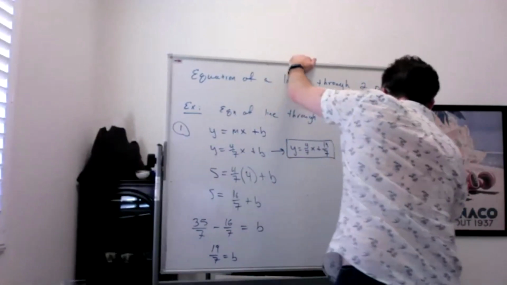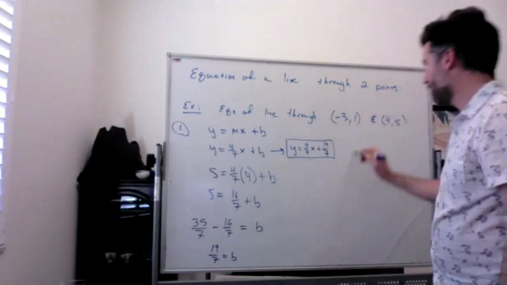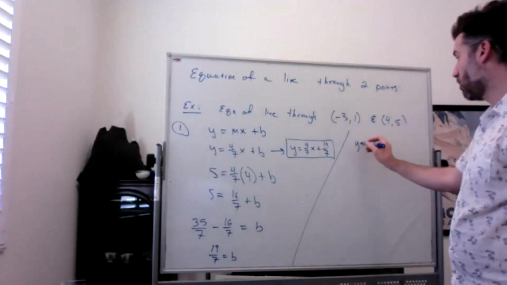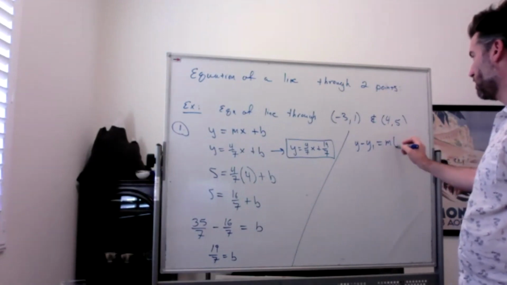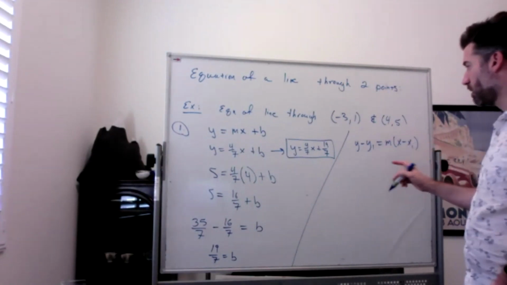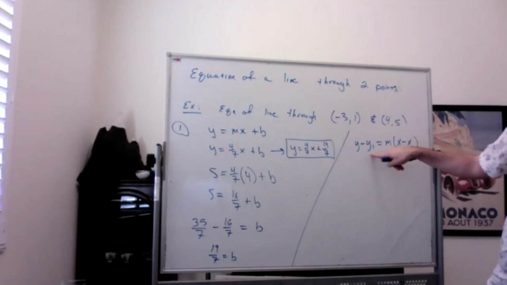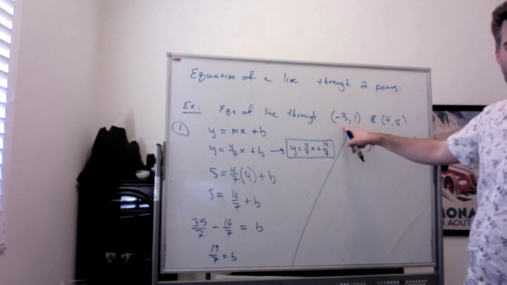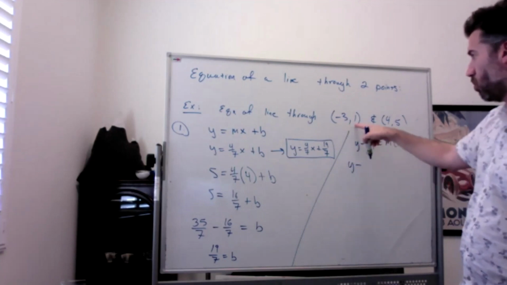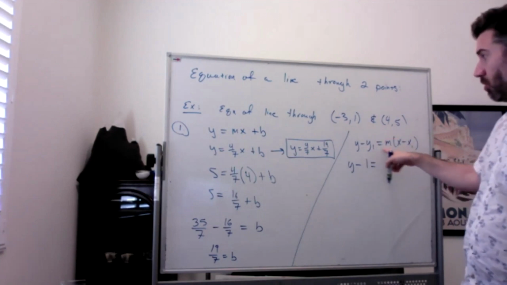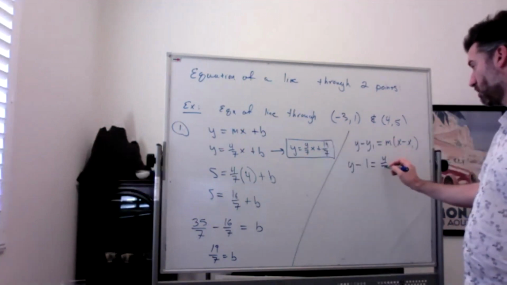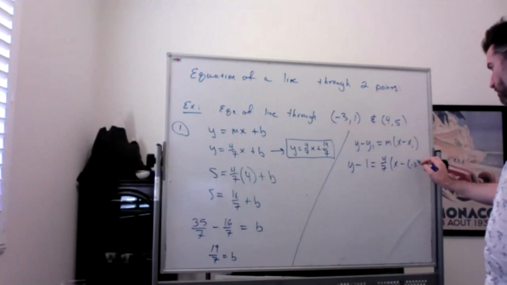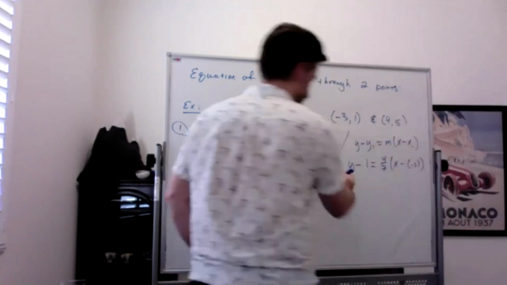The other way you can do this, which is probably my preferred way, is to use the point slope form. To say, okay, I'm going to do y minus y1 equals m times x minus x1, plug in an x1 and a y1, and then isolate y. So I'm going to use this point here just to change it up. So I'm going to do y minus 1 equals the slope, which is still 4/7, times x minus negative 3. And then I'm going to isolate y.